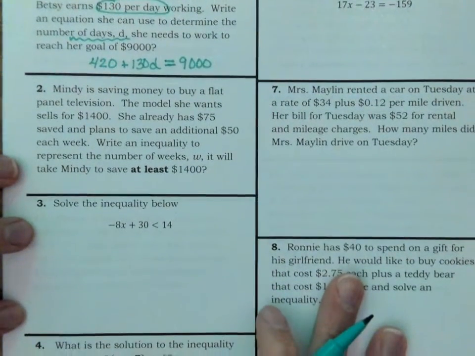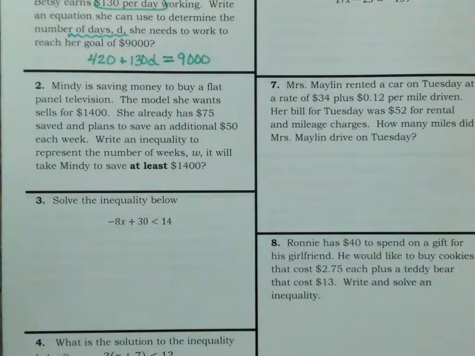Number two, Mindy is saving money to buy a flat panel television. The model she wants sells for $1,400. She already has $75 saved and plans to save an additional $50 each week. Write an inequality to represent the number of weeks W it will take Mindy to save at least $1,400.